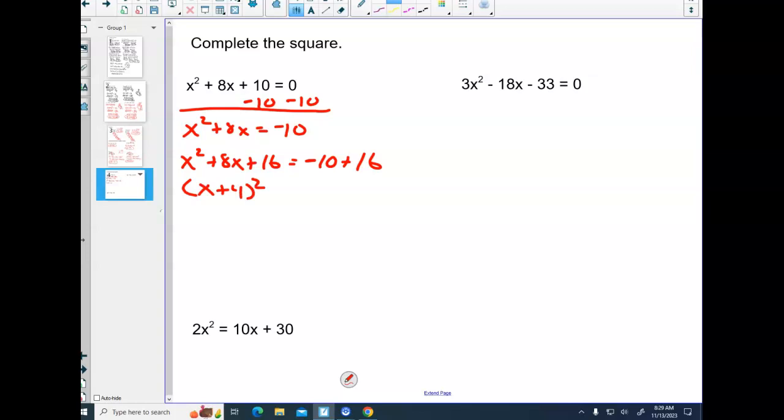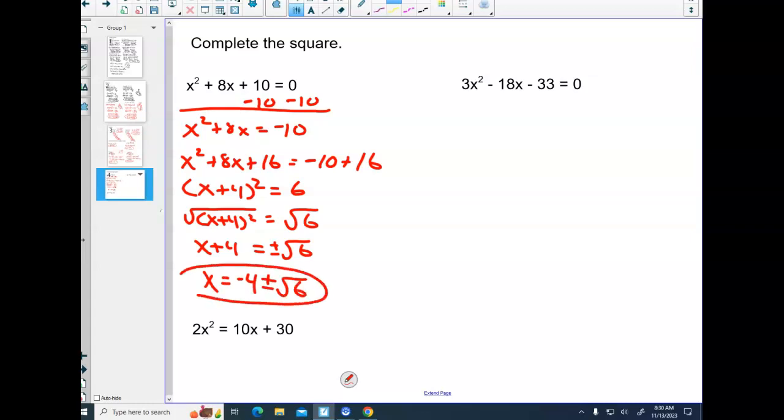It's always half the middle term. And negative 10 plus 16 is 6. And now I'm doing what I did earlier. I take the square root of the binomial squared. When you take the square root, the exponent goes. You cannot simplify root 6, so you just leave it as plus or minus root 6. And we finish the problem by subtracting the 4 over. Negative 4 plus or minus root 6. That's my answer.